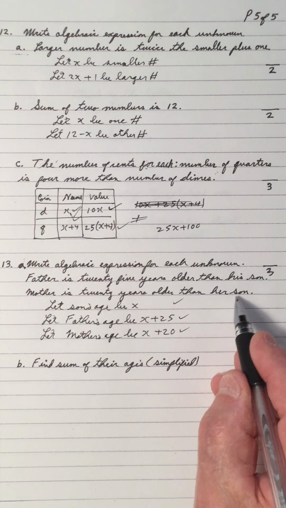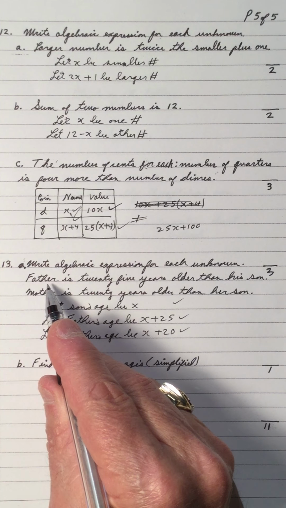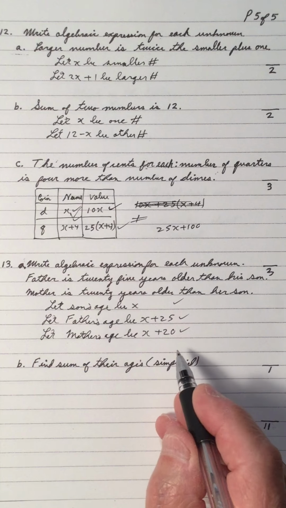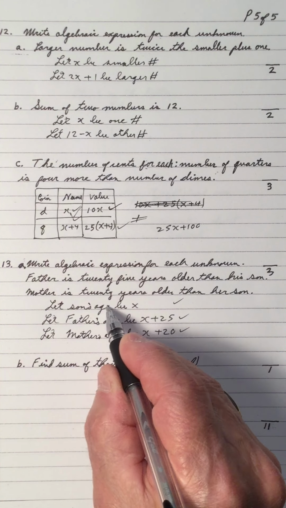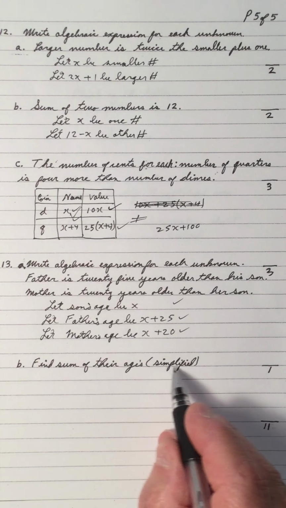The son is repeated in each statement. That's the one to let X. And then the other two unknowns are in terms of that one that's repeated. Much easier to do it that way. That's the way I've been teaching my students. And B, find the sum of their ages.